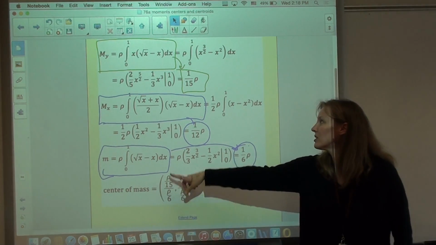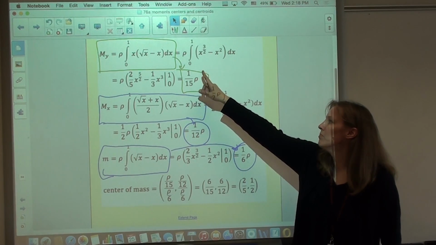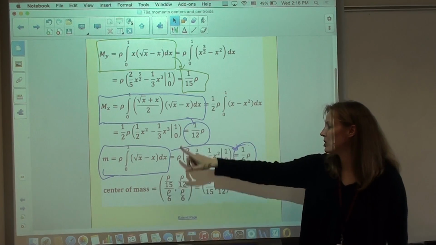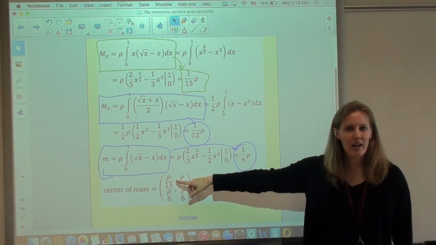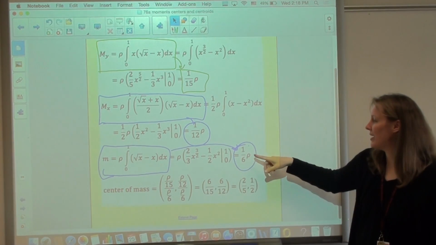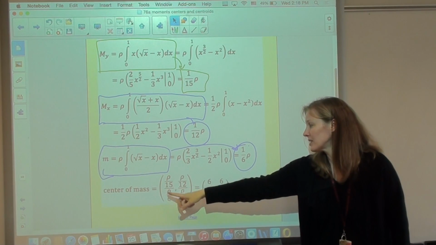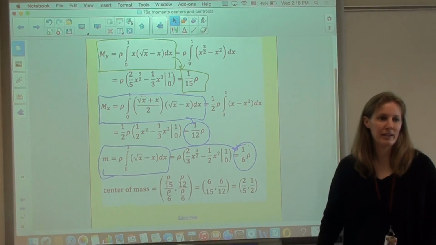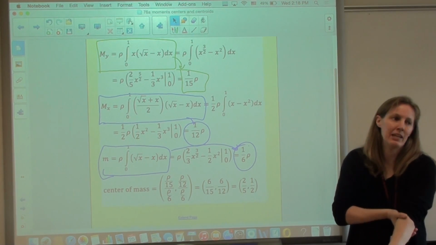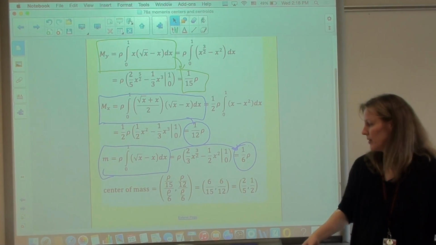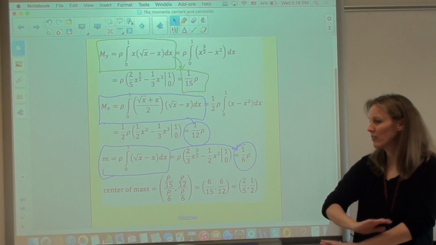So here's the thing. When you get your moment about the y-axis, which is rho over 15, and then divide it by the mass, rho over 6, the rhos cancel. So the rhos will always cancel, so you don't need the density in order to find the center. Do we have to write them? No, you never even have to write it.